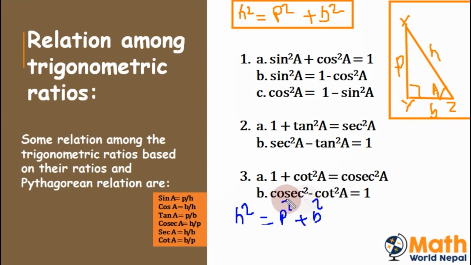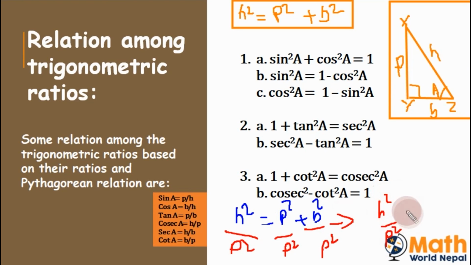And now for the third relation, we'll divide both sides by P square, so we will get H square by P square minus B square by P square equals 1, and we know that H by P is equal to cosec A and B by P equals cot A, which gives us the third relation, cosec square A minus cot square A equals 1, and we can rearrange the relation into 1 plus cot square A equals cosec square A.